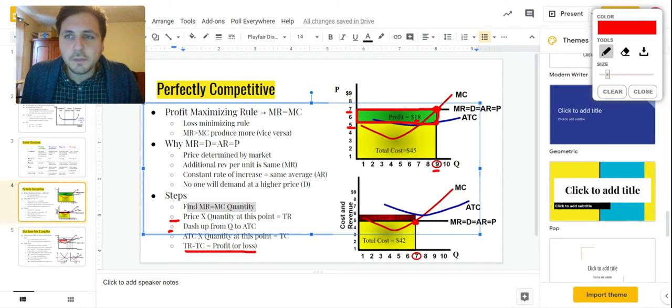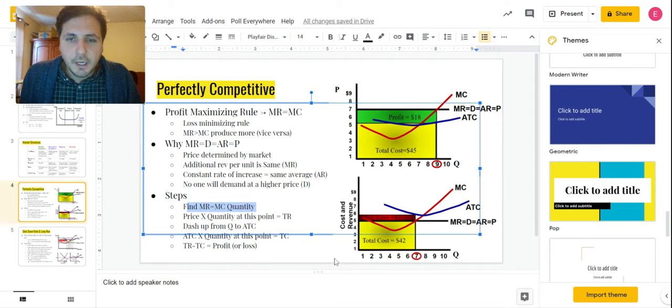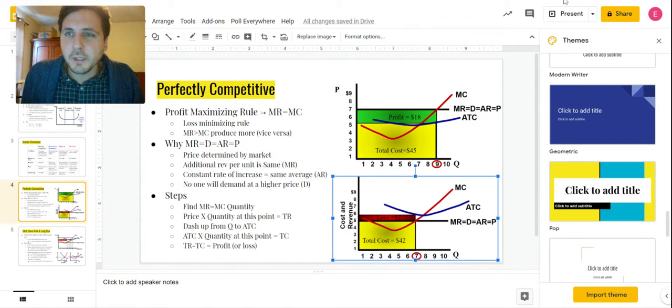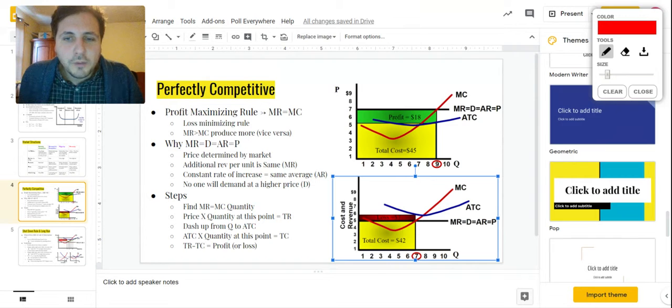Okay, let's try out the other one, clear this out. The other one down here, so highlighted, we see our quantity is 7, our price is 5. And so my total revenue, first step, my total revenue is going to be 5 times 7 or $35. Sorry, 35. That's my total revenue.